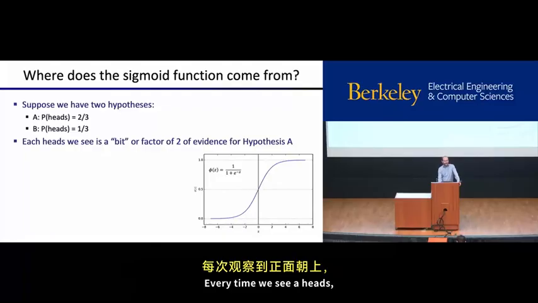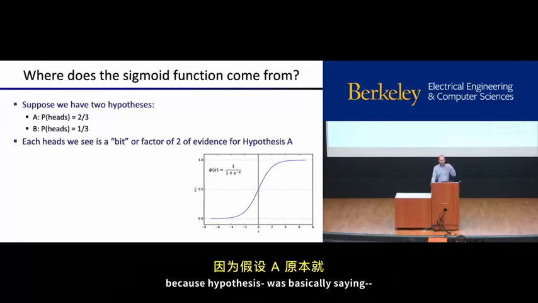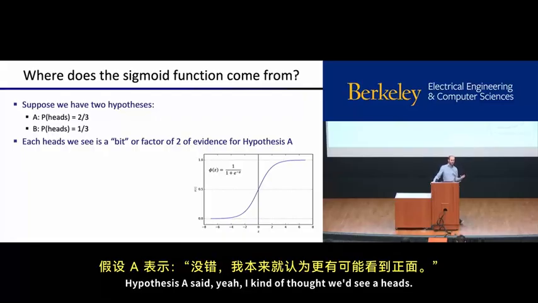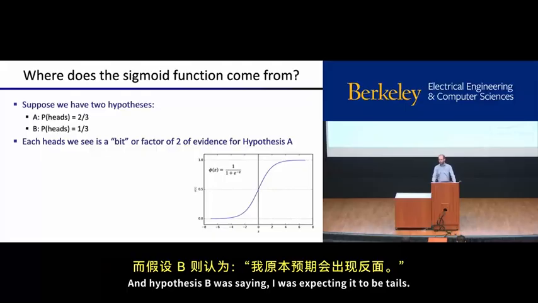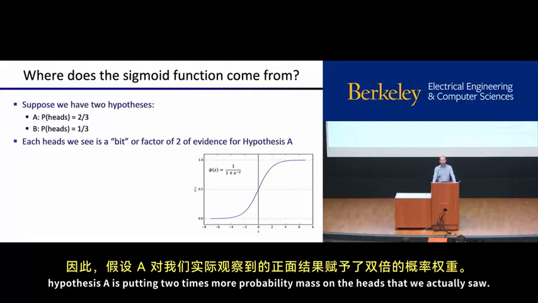Every time we see a heads, this is like a bit or a factor of 2 of evidence in favor of hypothesis A, because hypothesis A was basically putting twice as much probability on what we actually saw. Hypothesis A said, yeah, I kind of thought we'd see a heads. I said that was a 2 in 3 chance. And hypothesis B was saying, oh, I was kind of expecting it to be tails. I mean, it could have been heads, but it wasn't really what I was expecting. So hypothesis A is putting 2 times more probability mass on the heads that we actually saw.